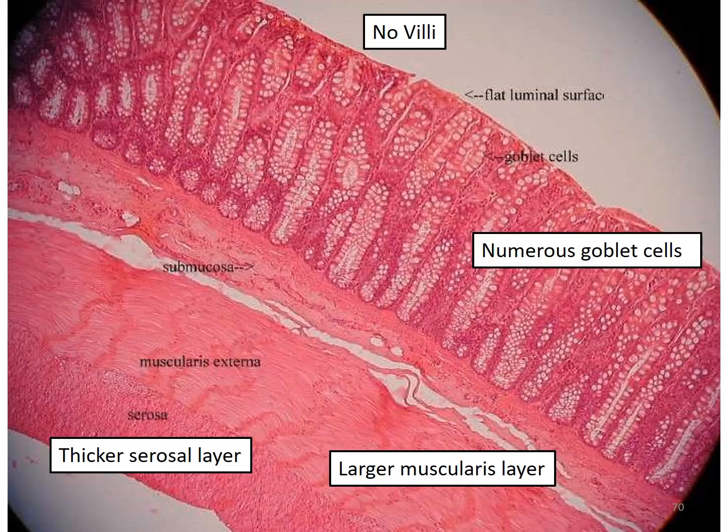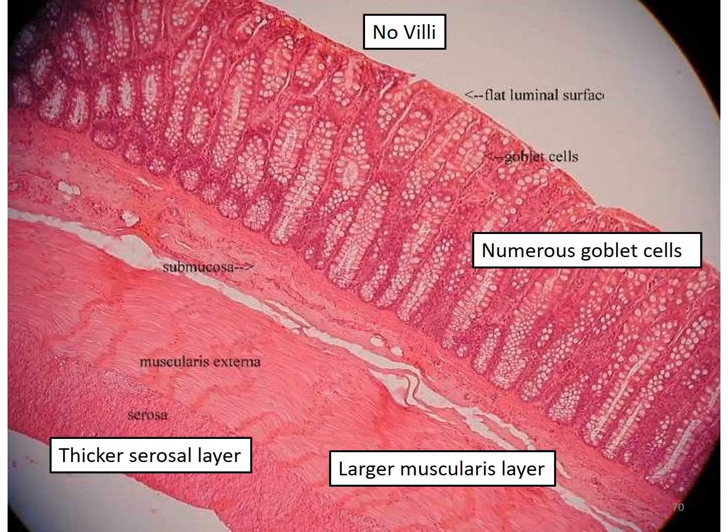If you look at the histology of the colon, you see that there are no microvilli. The colon epithelium is pretty flat, and it is loaded with mucus-secreting goblet cells. Those mucus-secreting cells put mucus into the lumen of the colon, which acts as a lubricant to move undigested fecal matter through.